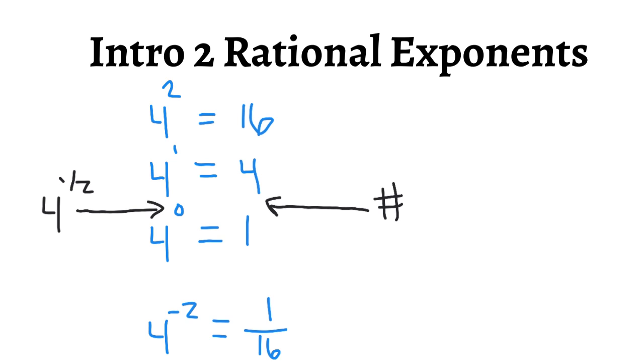Now, it doesn't have to just be 1/2. It could be anything in between these integers. Like, let's say we have 4 to the 3/2. 3/2 is another way of saying 1.5. That's between the exponents of 1 and 2. So then the value of 4 to the 3/2 should be somewhere in between. Okay? So, we are dealing with an exponent that is not a whole number. And what do we do when it's not a whole number or an integer? That's what we're talking about today.